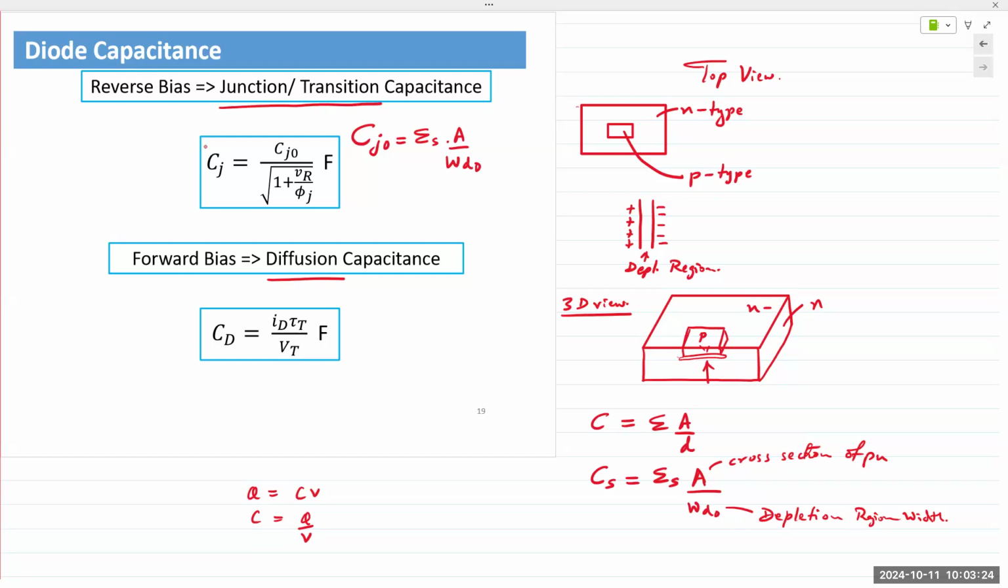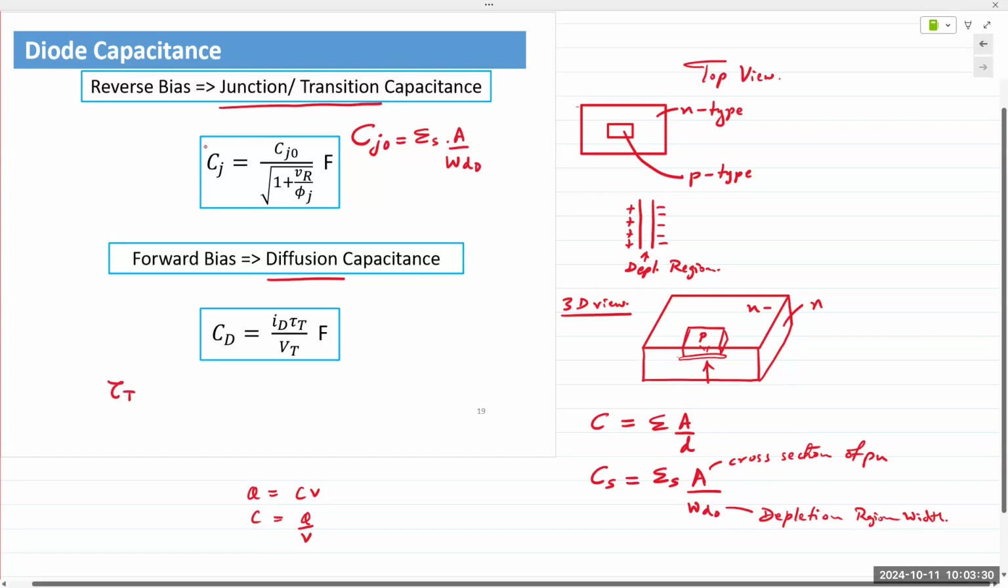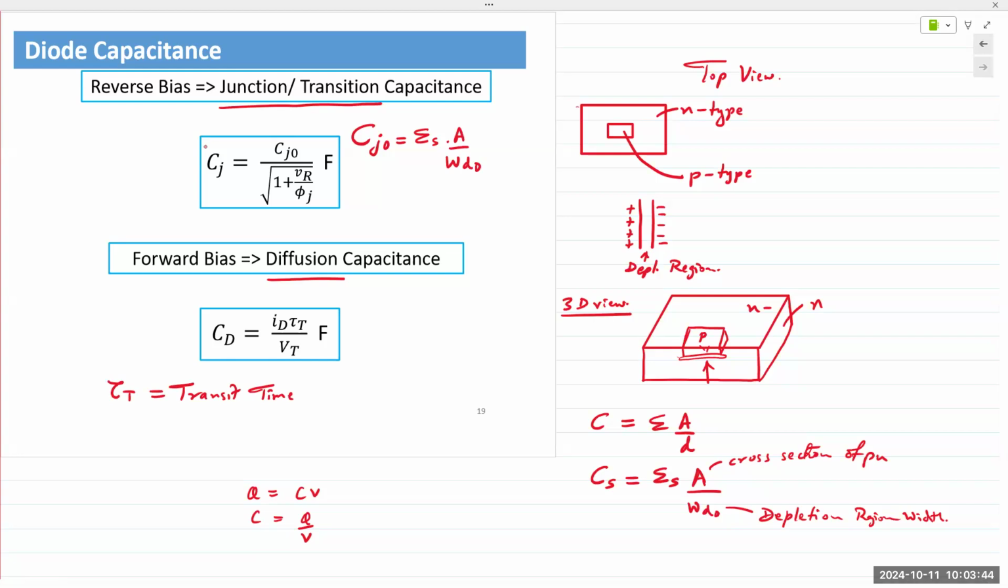And then in the forward bias, we have the diffusion capacitance. That is a function of the diode current. And tau t is the transit time. The transit time is the minority carrier lifetime. And I'll explain what that means.